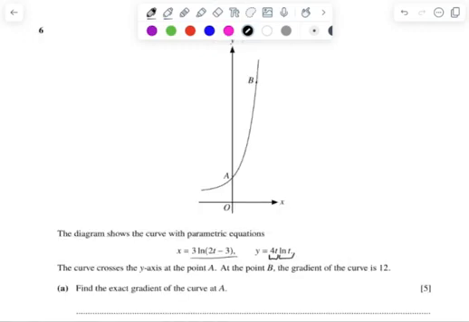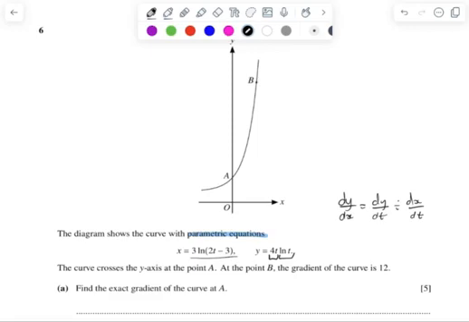Whenever I think of parametric, the first thing you think of is your formula. So you need to know dy over dx is dy over dt divided by dx over dt, and this is on your MF19, at the bottom section of differentiation. So you don't need to learn it off by heart, but that formula should come to mind whenever you think of parametric. Okay, so we're definitely going to be differentiating here.